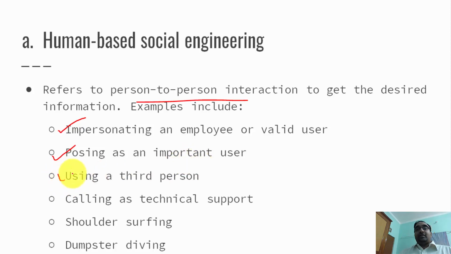And using a third person. Let's say this person is you yourself, that is X, and there is another person Y. X and Y are friends, or relatives, or family members, or whatever.